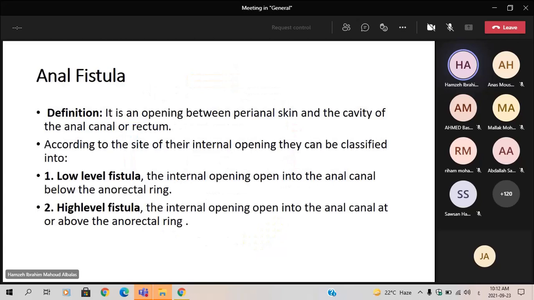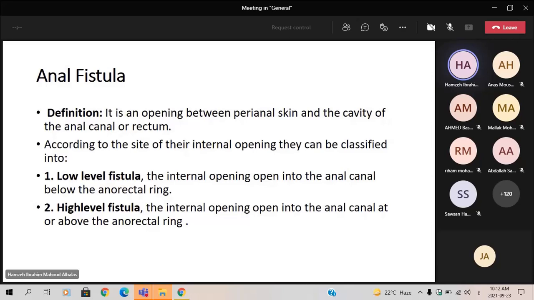The third pathology is the anal fistula, an opening between the perineal skin and the cavity of the anal canal or rectum. According to the site of their internal opening, they can be classified into low fistula and high fistula. The treatment for low fistula is different. The low fistula is simple, most likely with no complication. There is no problem when we treat a patient with low fistula.